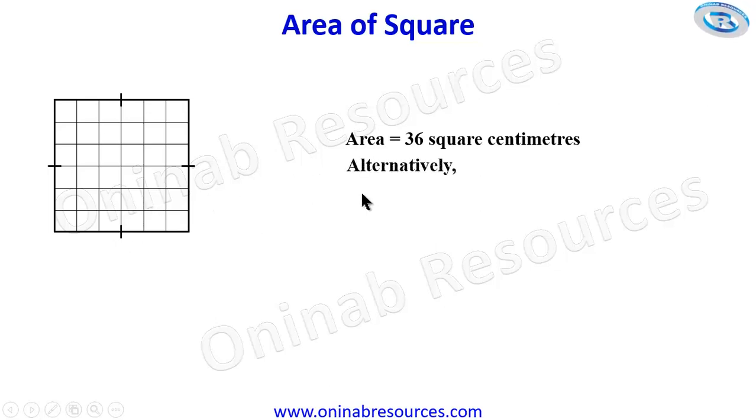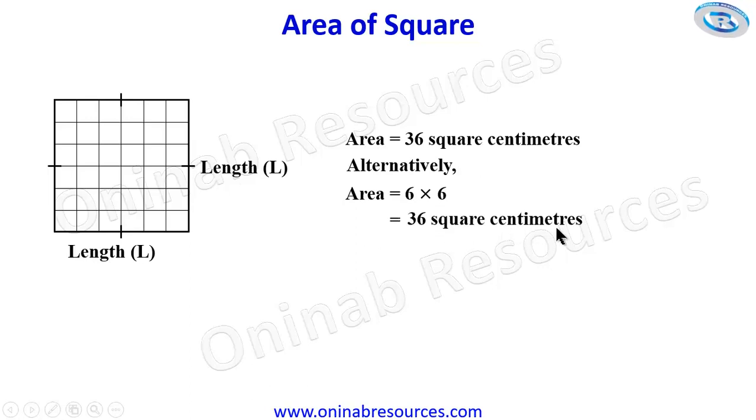Alternatively, we can calculate the area from the length. This is the length, this is the length, since opposite sides are equal, or all the sides are equal. So we can calculate the area by counting the number of squares that make the length. 1, 2, 3, 4, 5, 6. So we have a 6, and the other length is also 6. We multiply to give us 36 square centimeters, which is also another way of calculating the area of this square.